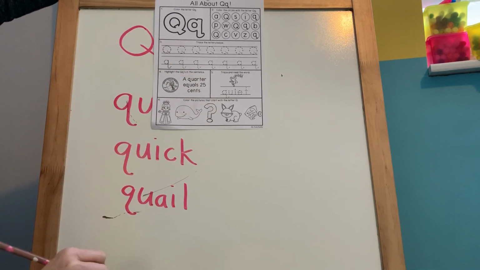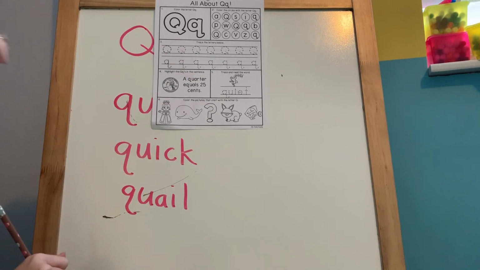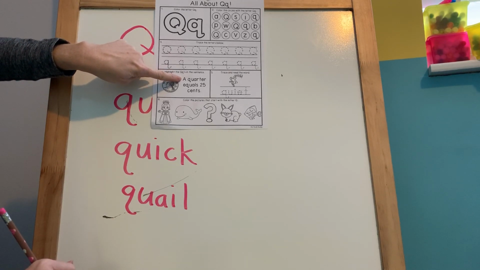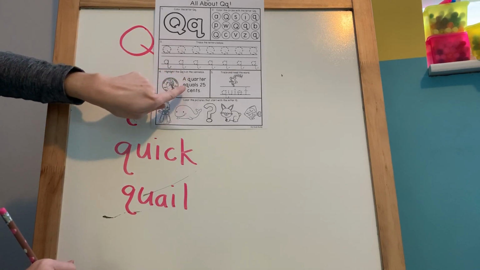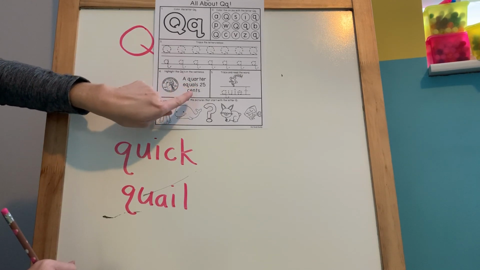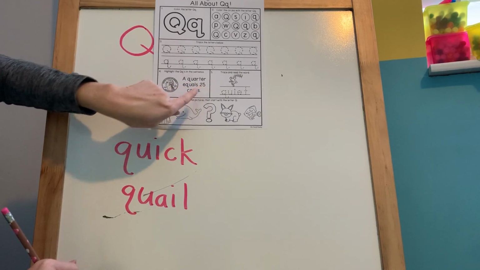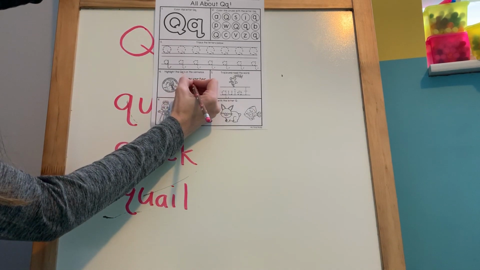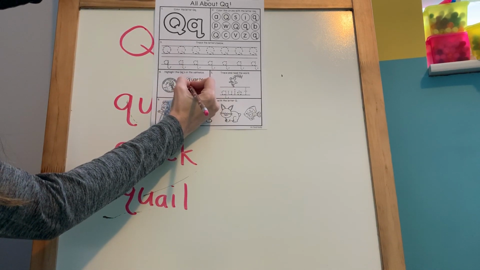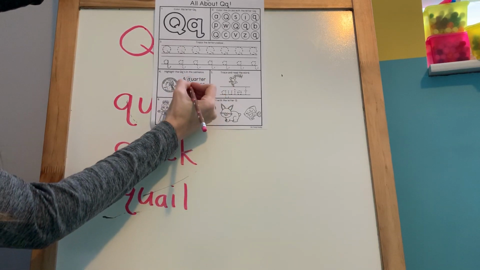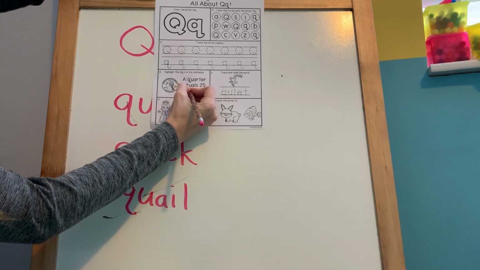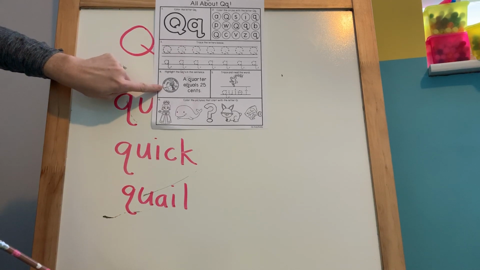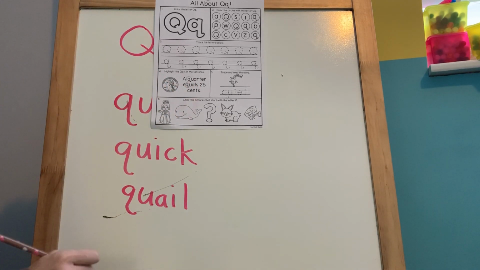Good. Okay, let's read what our sentence says today. What's this gumball word? A quarter equals 25 cents. Okay, so I see a Q at the beginning of quarter, and I see a Q in equals. Good. Do any of you have a quarter? If you do, that's worth 25 cents.